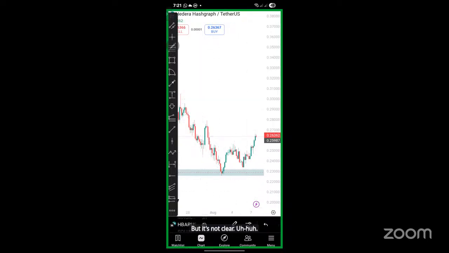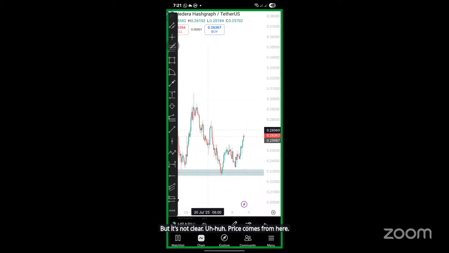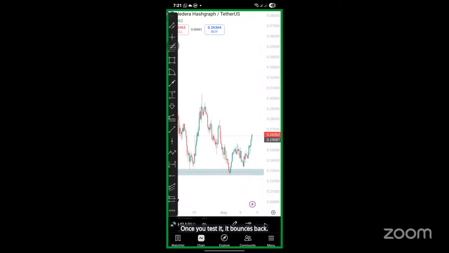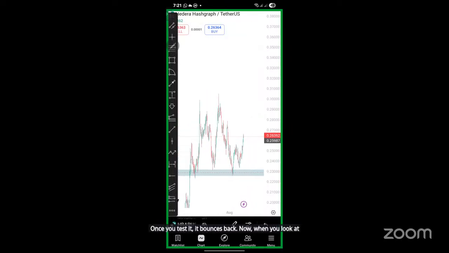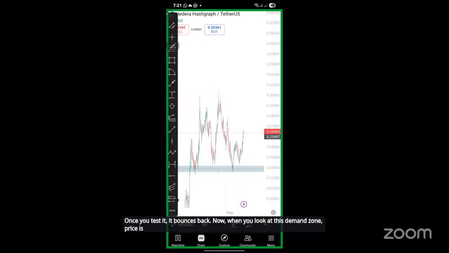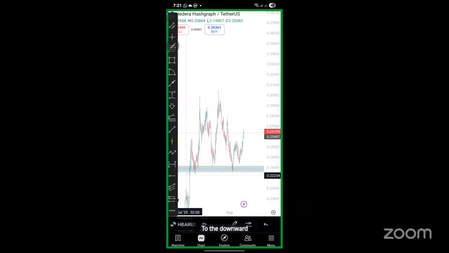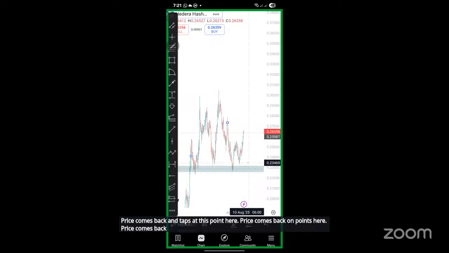Price comes from here, respects the demand, taps in the demand zone, comes here and retests it, okay? Once it retests it, it bounces back. Now, when you look at this demand zone, price is respecting it to the downward side, okay? Price is respecting it here. Price comes back and taps it here. Price comes back and taps at this point here. Price comes back and retests this one.